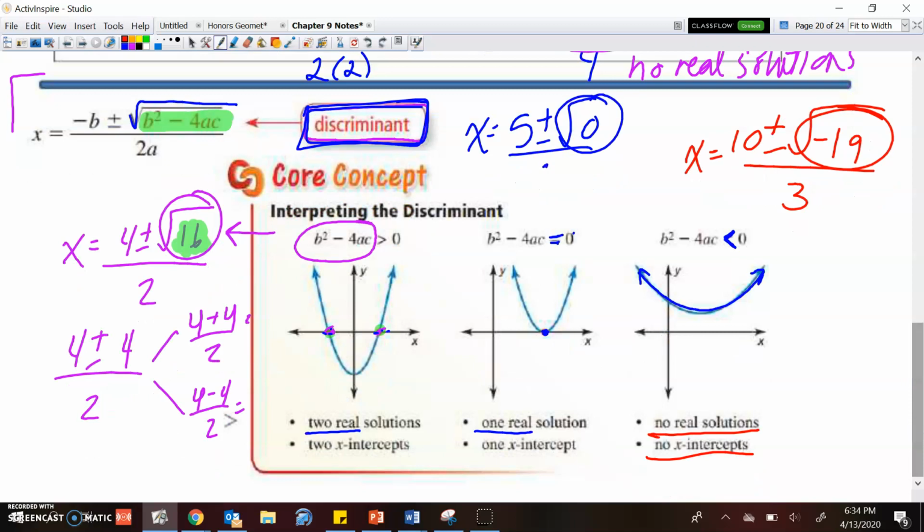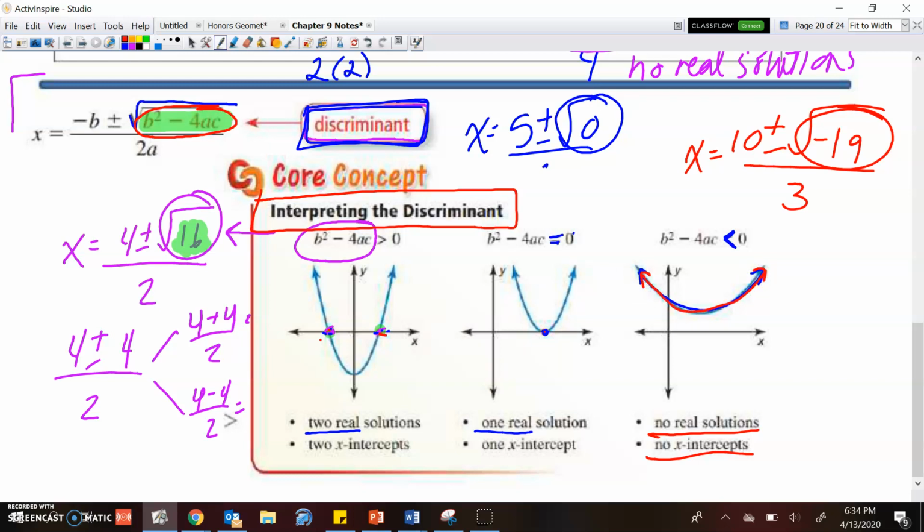So the advantage to understanding what a discriminant is, if you just want to know how many solutions you have, if you're doing a word problem or something, is that you can quickly calculate this value. If it's greater than 0, you know there's two answers. If it equals 0, you know there's only one answer. And if it is negative, so it's less than 0, you know that there's no answer.